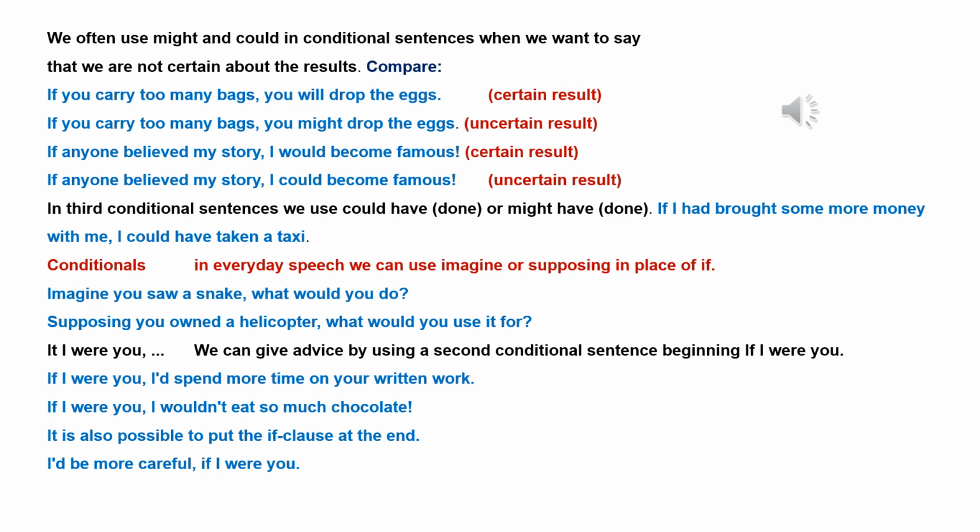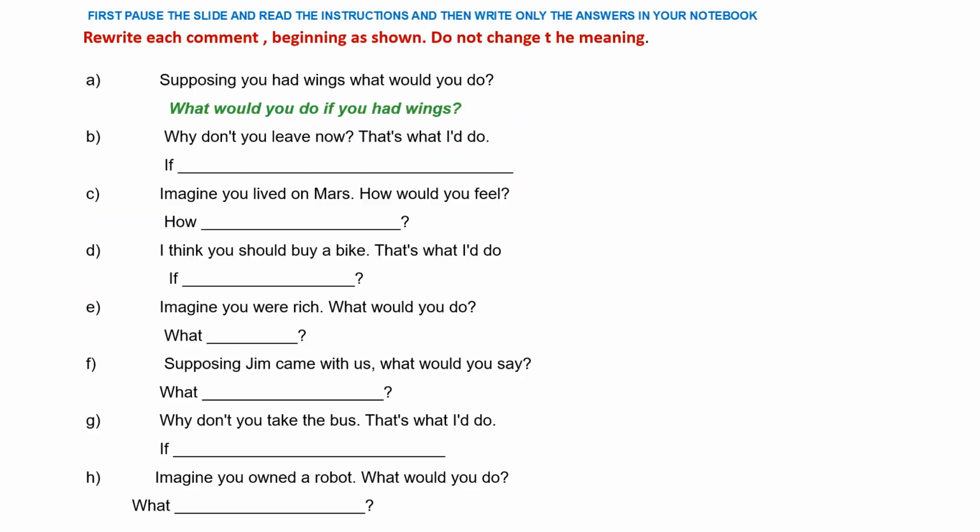If I were you. We can give advice by using a second conditional sentence beginning if I were you. If I were you, I'd spend more time on your written work. If I were you, I wouldn't eat so much chocolate. It is also possible to put the if clause at the end. I'd be more careful, if I were you.